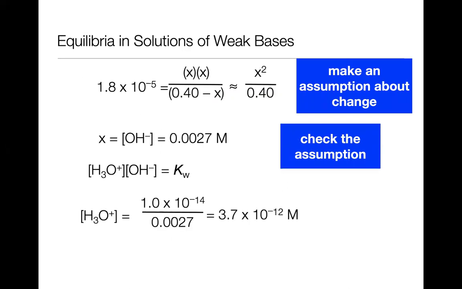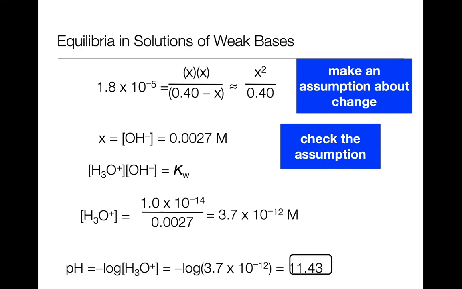I don't want to waste too much of your time, but we're seeing, so I solve for X, recognize that again, stop, ask yourself the question, what does X represent? It represents the concentration of hydroxide. I was asked for pH, so I have to convert concentration of hydroxide to concentration of hydronium, and that's what we have here. Then I can plug that into my pH equation, and then I get my pH of 11.43.